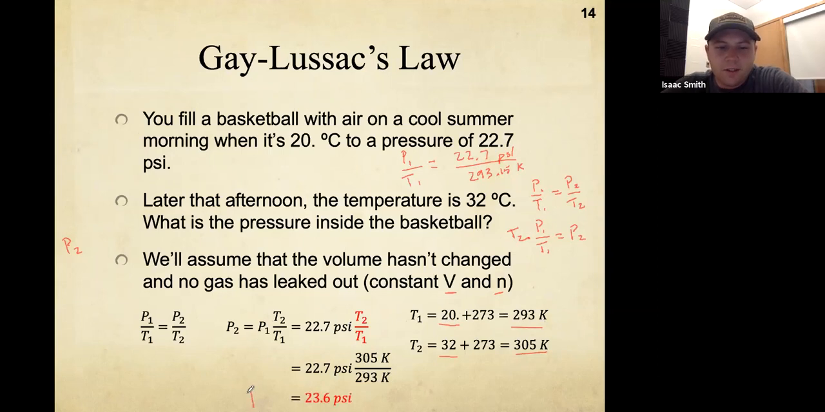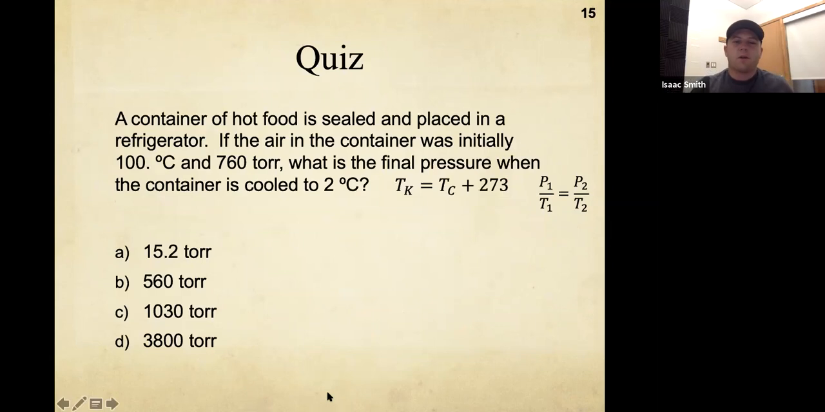So our P2, the pressure in the afternoon, is 23.6 psi. And we learned that when temperature goes up, pressure goes up. So you could check this if you want and say our initial pressure was 22.7 psi, and as it got hotter, it went up to 23.6. So that makes sense. If this was lower, you would know that you did the question wrong. You'd probably want to try again. All right, go ahead and pause the video and try one of these problems on your own.